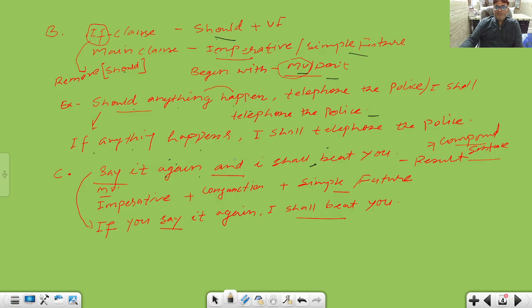But this way, we are using the conjunction and. So starting with imperative, then conjunction and, then the simple future. Here, this sentence takes the form of a compound sentence. So instead of calling it complex, we should call it compound sentence. Now we can change it in our traditional mode by using if. If you say it again, I shall beat you. So this is the third variation of the conditional sentences.